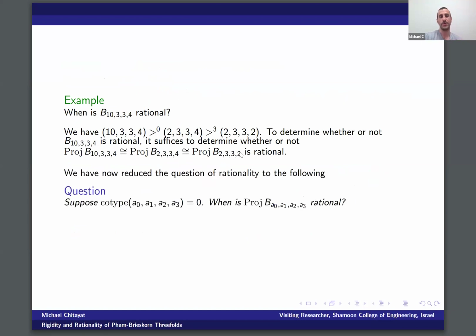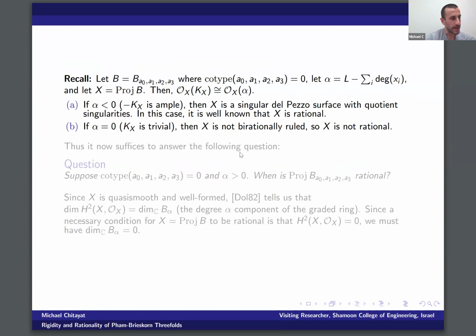So we've reduced the question to the cotype 0 cases. And again, we use similar ideas. So we assume that B is our Pham-Brieskorn threefold of cotype 0, and we let alpha be this amplitude again, and we let X be equal to Proj B. Then once again, we have this isomorphism of sheaves.